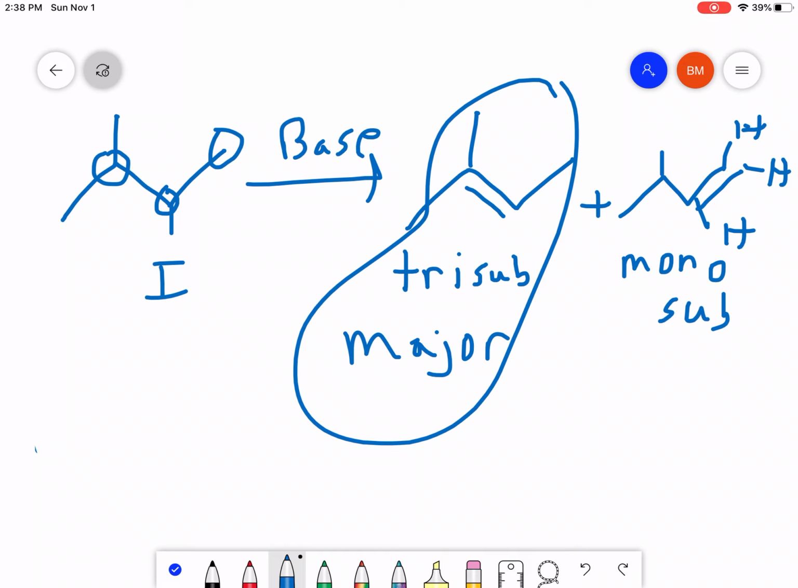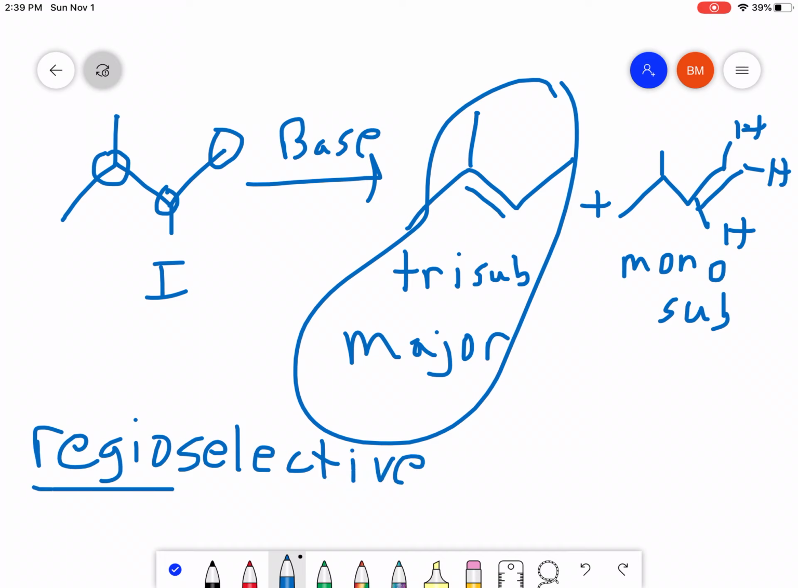All right, very good. So that's one factor that plays into these elimination reactions and determining major products. These are what we call regioselective. When I say a reaction is regioselective, it means that certain constitutional isomers are preferred.